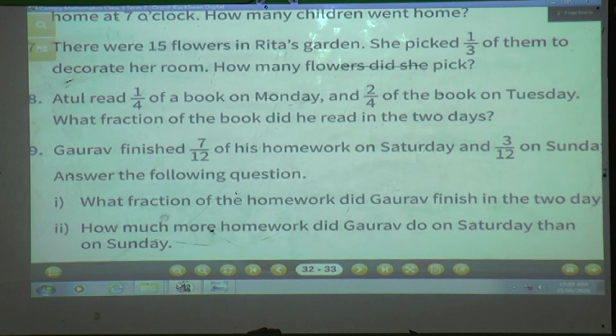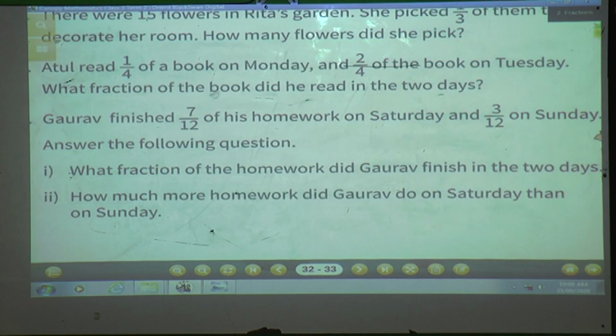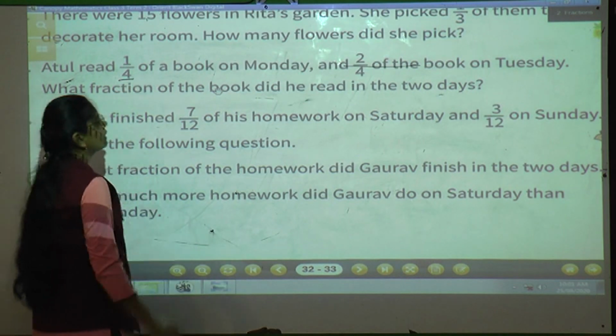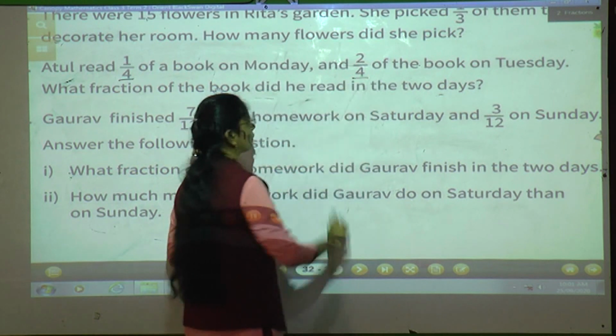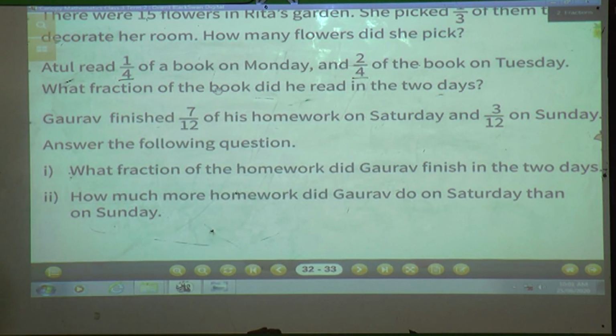Example number 8. See here. Atul read 1/4 of a book on Monday and 2/4 of the book on Tuesday. On Monday he read 1/4 and on Tuesday he read 2/4. What fraction of the book did he read in the 2 days?